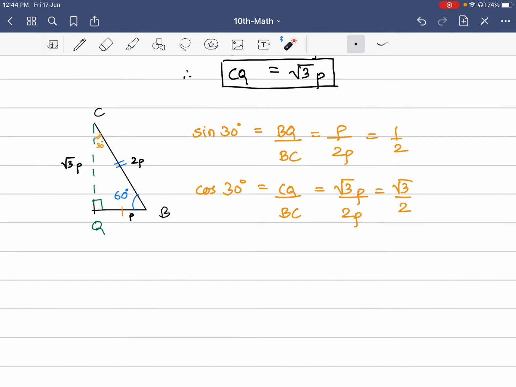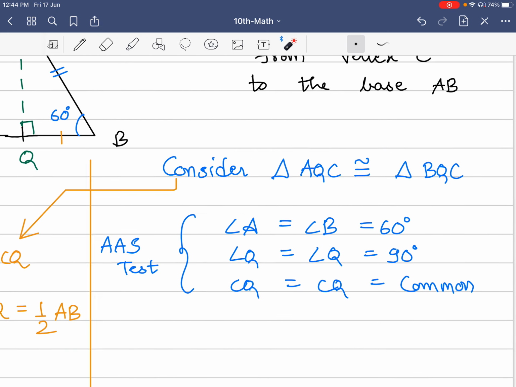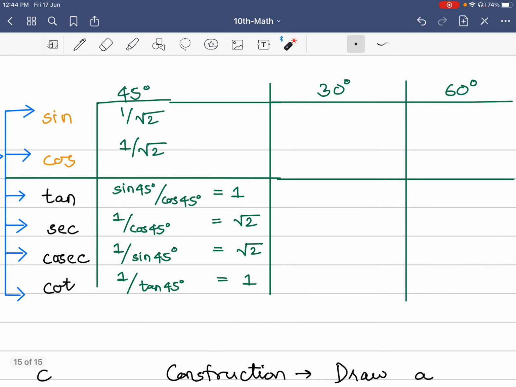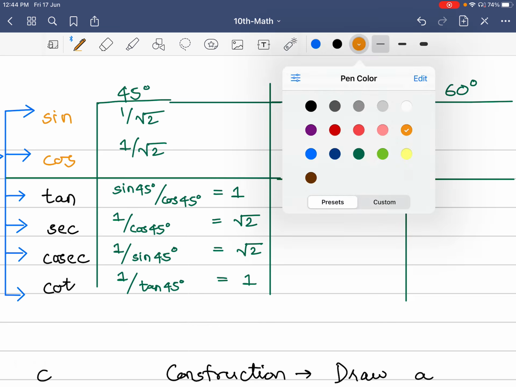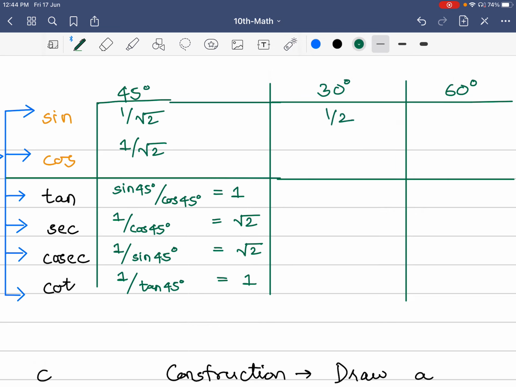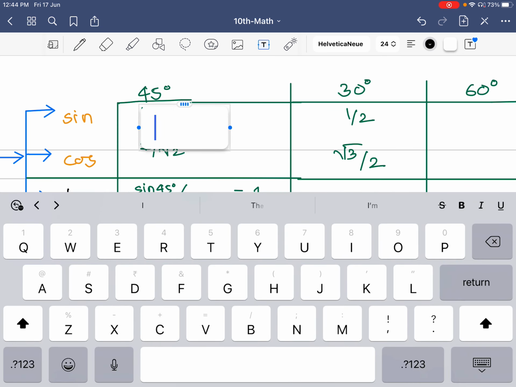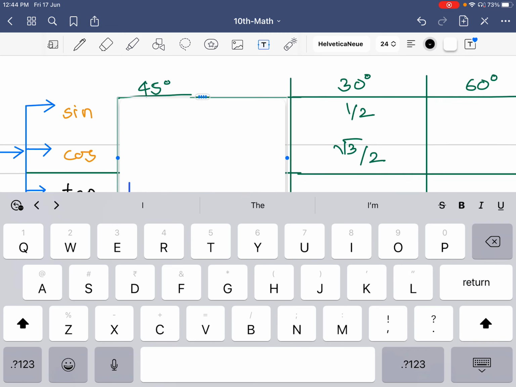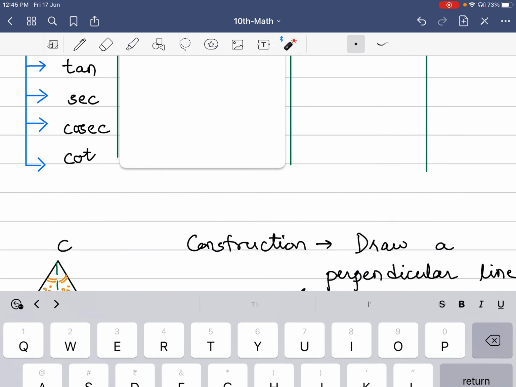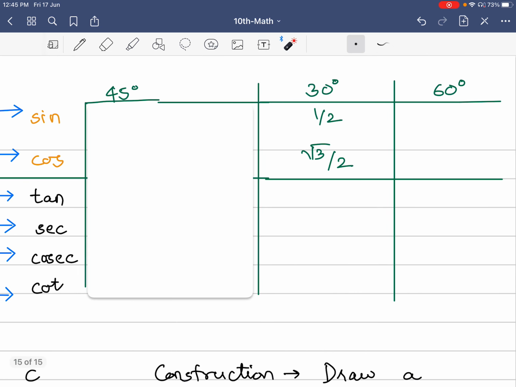Now let's go up and substitute these values, half and root 3 by 2. Okay, so let's use the green color. Sine 30 is half and cos 30 is root 3 divided by 2. Now in order to reduce the confusion, let me just cover up this box because there are too many numbers. Okay, that's perfect. So now we have sine 30 degree as half and cos 30 degree as root 3 by 2. We can easily find the values of the other four trigonometric ratios.